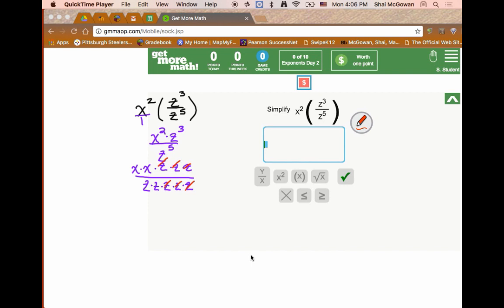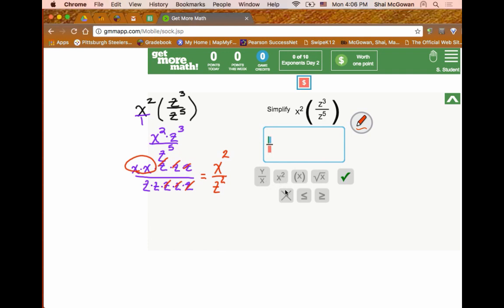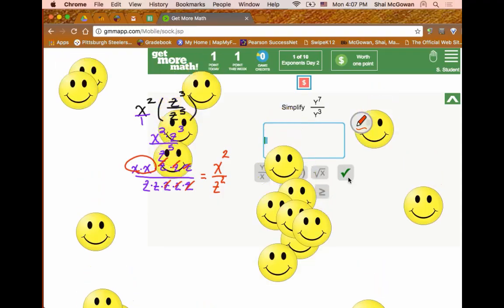So what am I left with? My answer here is you have x squared on top over, and then you have z squared because you have 2 z's on bottom. So that's the answer that we're going to type into GMM. X squared, and then z squared.